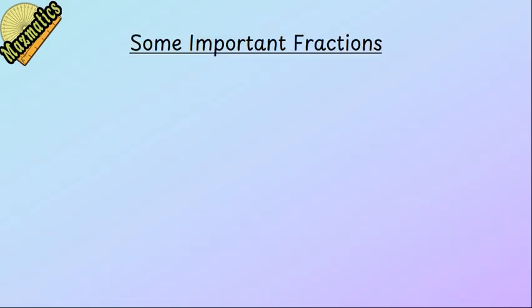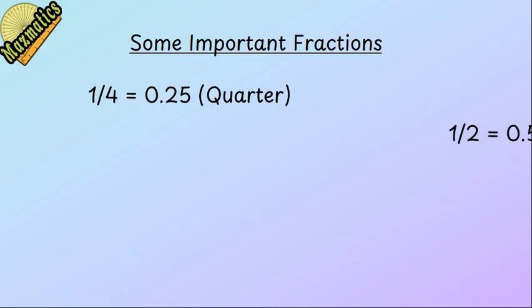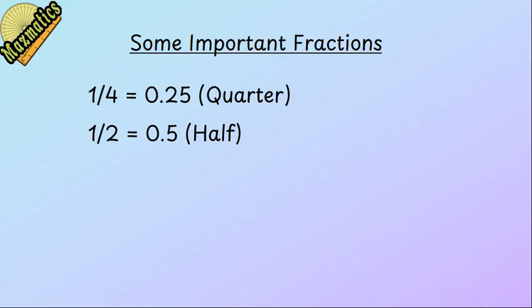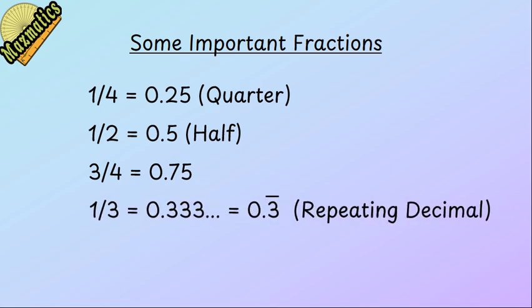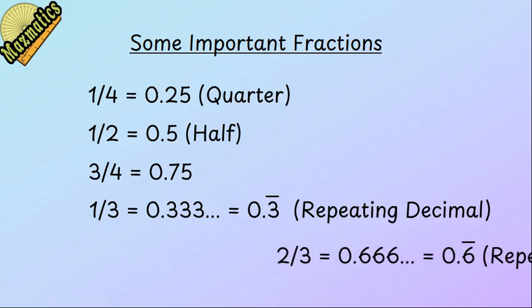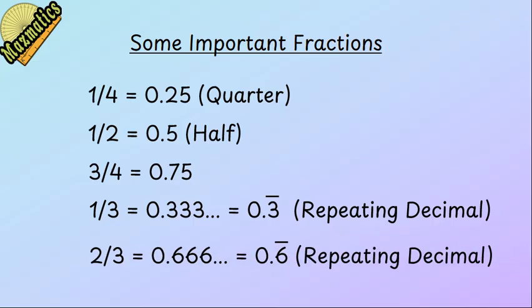There are some fractions that appear all the time in life. It is a very good idea to memorize them so you don't have to calculate them every time. 1 by 4 equals 0.25, quarter. 1 by 2 equals 0.5, half. 3 by 4 equals 0.75. 1 by 3 equals 0.3333. 2 by 3 equals 0.666.